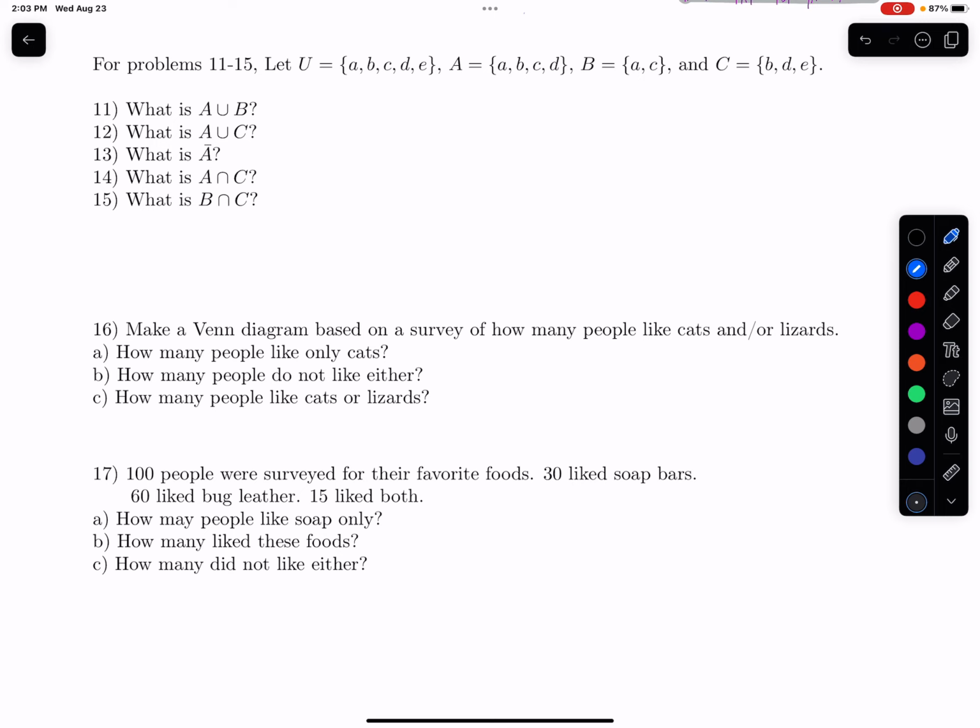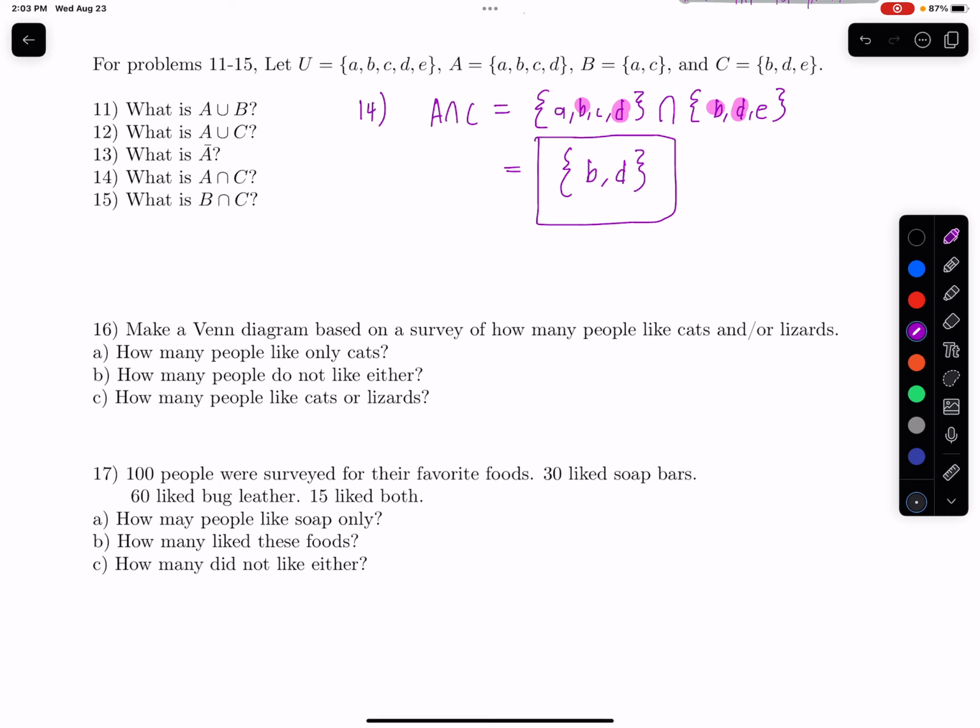Okay, what is number 14 now? 14, we've got A intersect C. Again, first step always, just rewrite it. I've got A, B, C, D for A. Intersect symbol, and B, D, E for C. Since this time I'm looking for an intersection, I'm looking for things that they have in common. They have B in common, they have D in common, and that's it. So my final answer is going to be those two things that they have in common, the B and the D, in the fancy brackets. That was number 14.